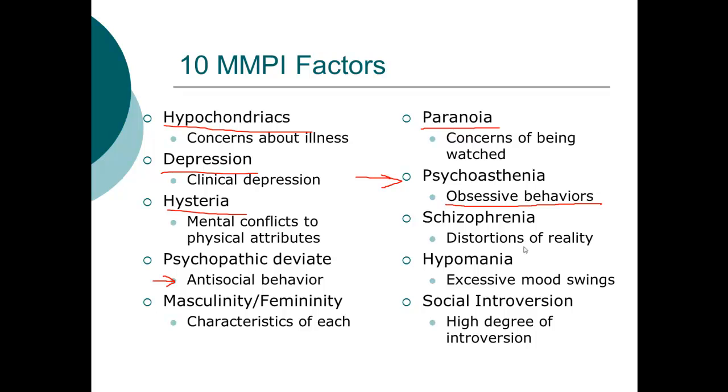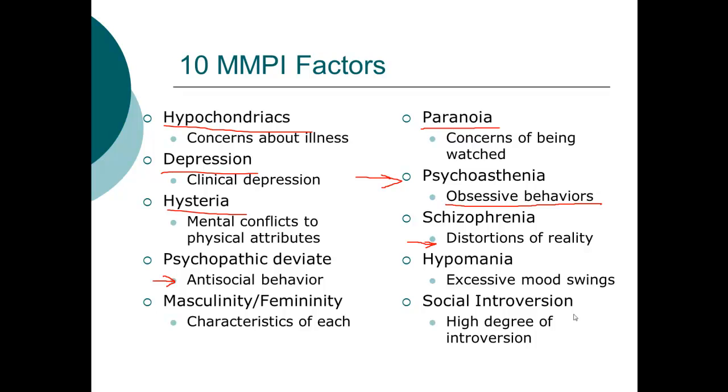Schizophrenia, which people who have been diagnosed with schizophrenia, their reality is much different than our reality. Hypomania, excessive mood swings. Bipolar disorder may be something that would fall into this category, where a person's personality changes from one day to the next, where they've got more energy than they know what to do with one day, and they just can't get enough done in 24 hours, and then the next day they're crashed out on the bed. They can't move because they're exhausted.